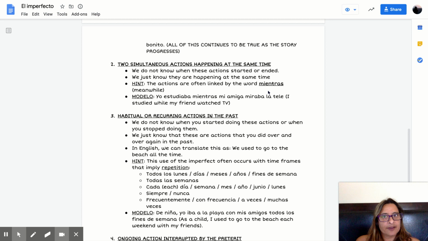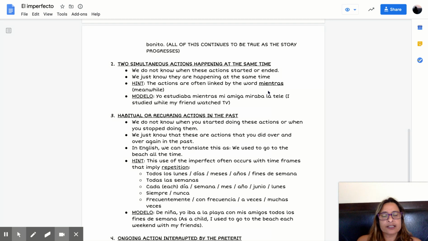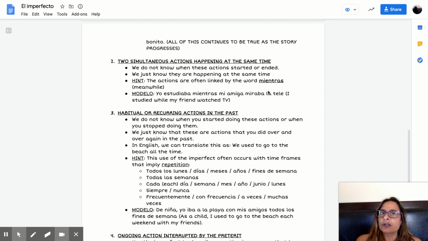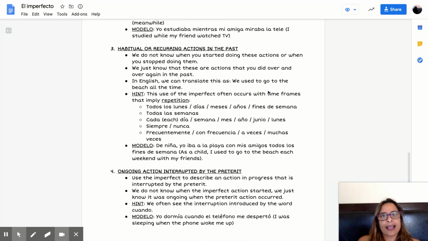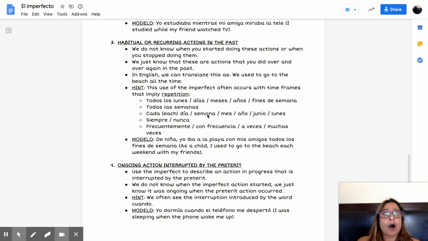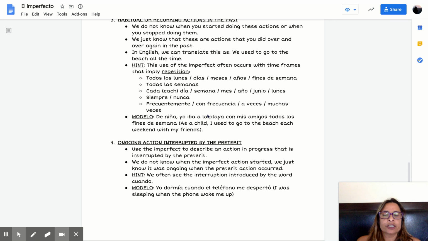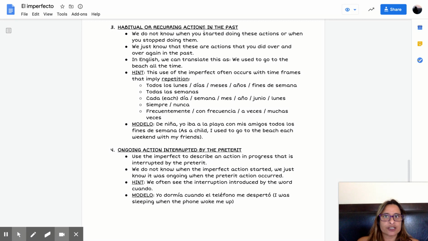So first use of the imperfect is creating a context. Second use of the imperfect is 2 actions happening at the same time. We don't know when any of these actions started or when any of these actions ended, and it doesn't matter. Third use of the imperfect is going to be a habitual or a recurring action in the past. So again, we don't know when these actions started or when they ended. We just know that they happened over and over and over and over. A hint for this use is that a lot of times you'll have a time frame in the sentence that tells you that something has happened over and over. So if you see every day, every Monday, every week, all the time, frequently, often, never, all of those are going to trigger the imperfect with this use of recurring actions in the past.